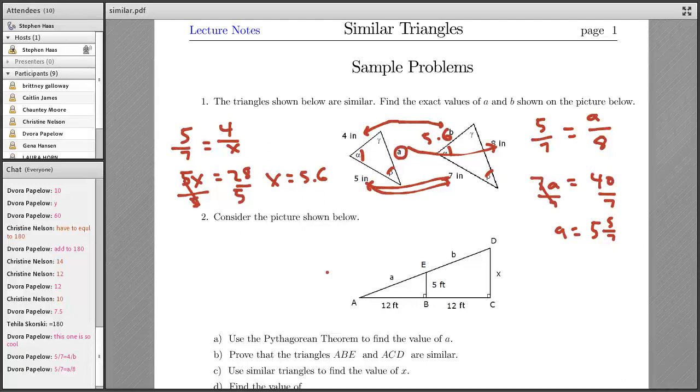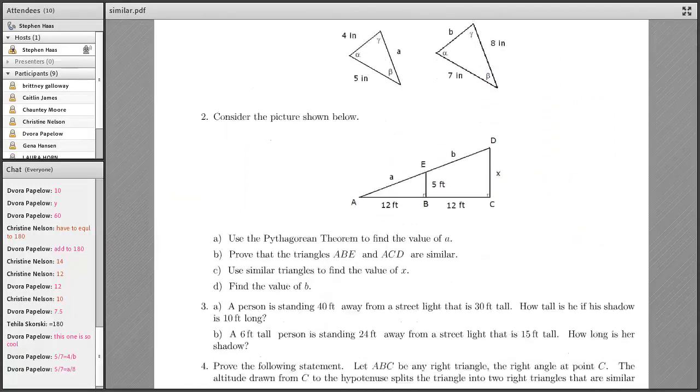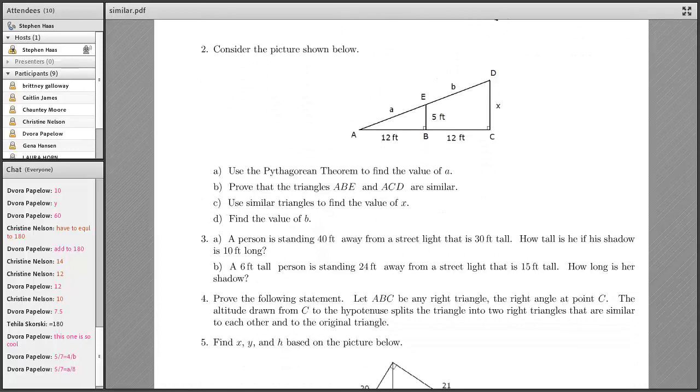Consider the picture below. Let's scroll down a little bit here. All right. We've got two triangles here. And by the way, first of all, let's take A first. Use the Pythagorean theorem to find out the value of A. How do we do that? How do we use the Pythagorean theorem to find out the value of A?